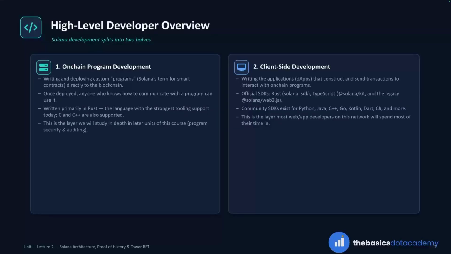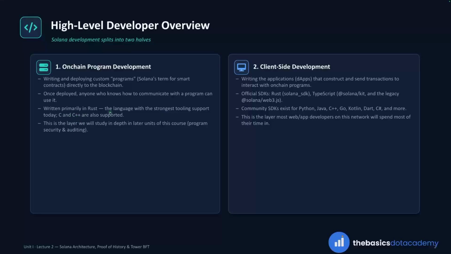Solana development splits into two halves. First is the on-chain program development. When we look into on-chain program development, it involves writing and deploying custom programs. Programs are the smart contract equivalent on the Solana blockchain. Once the programs are deployed, anyone who knows how to communicate with a program can use it or send transactions to it. On Solana, the programs or smart contracts are primarily written in the Rust language. Apart from that, it also supports C and C++.